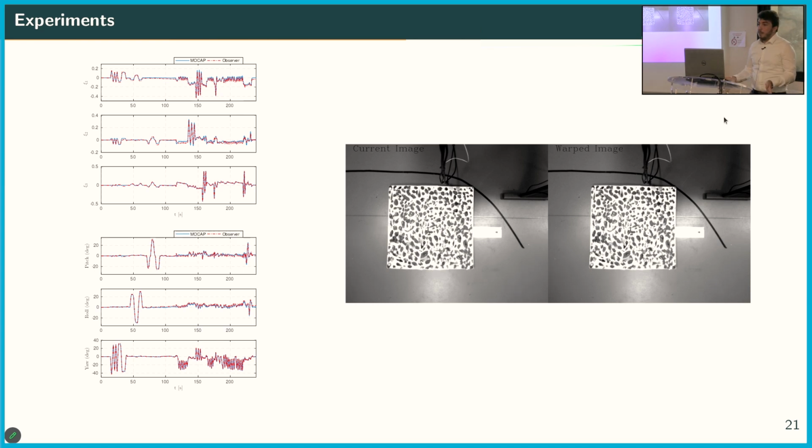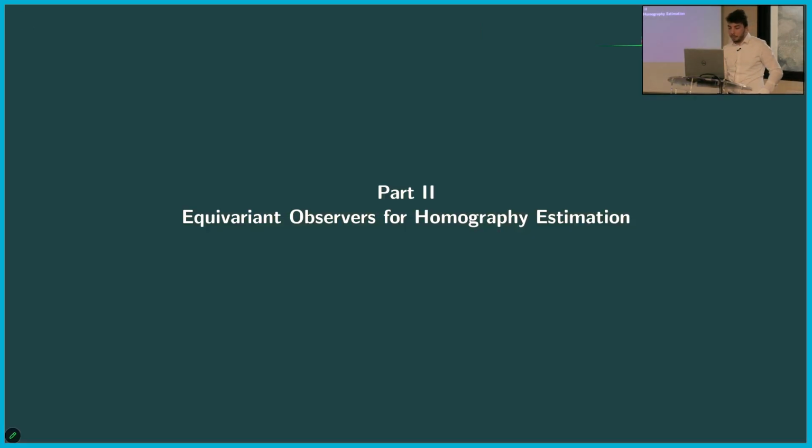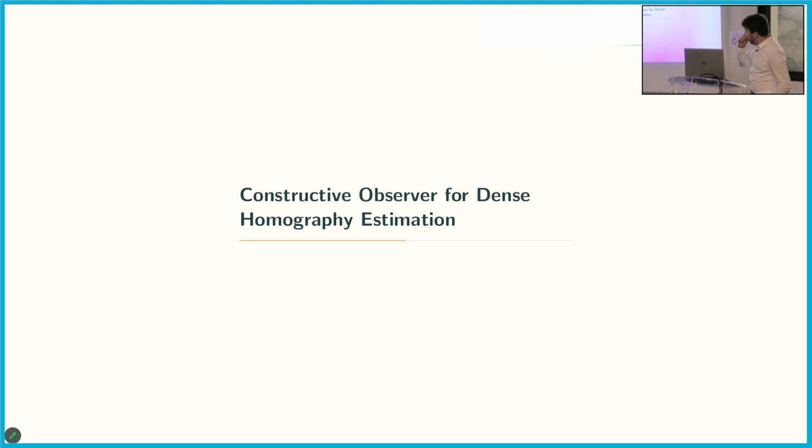So for now, these are the contributions that I discussed for pose estimation by designing Riccati observers. I will now switch to a different perspective in this thesis, and I will not be talking about estimating the pose itself, but about estimating the homography matrix. So the first contribution in this sense is what we call a dense observer.